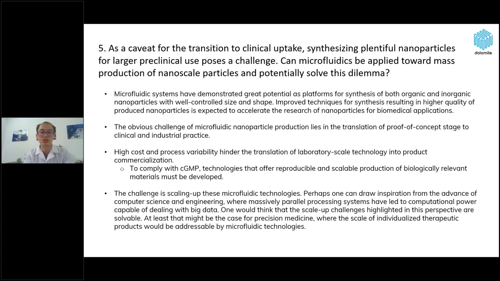Perhaps one can draw inspiration from advances in computer science or engineering, which made massively parallel processing systems that have led to computational power capable of dealing with big data. Also, one good thing is that the scale-up challenges highlighted in this perspective are solvable, at least in the case of precision medicine, where the scale of individualized therapeutic products would be addressable by microfluidic technologies. Nevertheless, microfluidic systems are very promising for solving some current challenges and speeding up the development of upscaled and cost-effective nanoparticle synthesis.